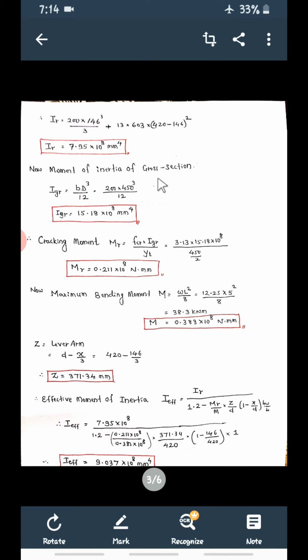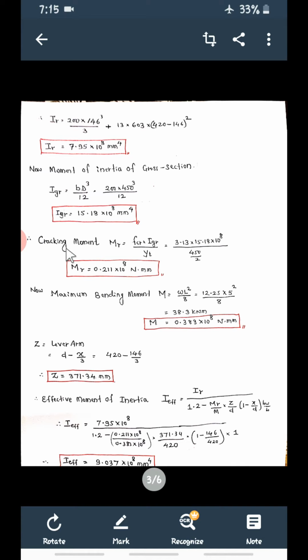Now the moment of inertia of the gross section, the total section, that is IGR. IGR is equal to BD cube by 12. Since it is a rectangle, the moment of inertia of the total section is B capital D cube divided by 12. So we'll get IGR.